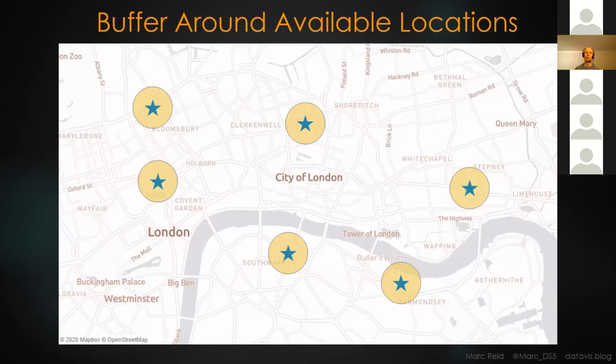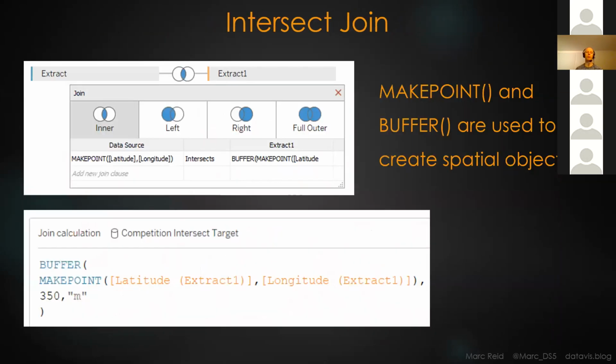It's the yellow circles. And then what I would look to do is join these 2 files together using an intersect join to then see how many of the competition fall within each of those buffers. So the way that that intersect join would look is on the screen here. This is the data source pane in Tableau Desktop. And you can see on the left-hand side at the top there, we've got our 2 data sources. We've got the extract and extract 1.